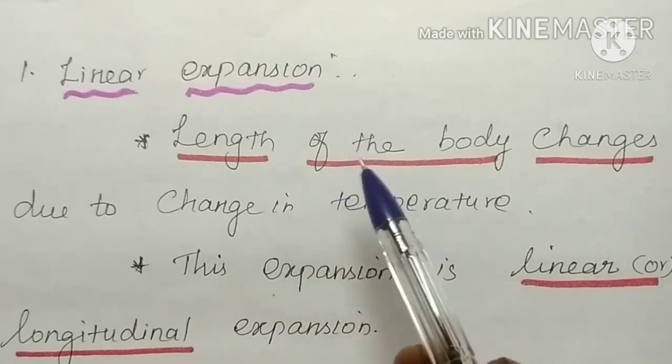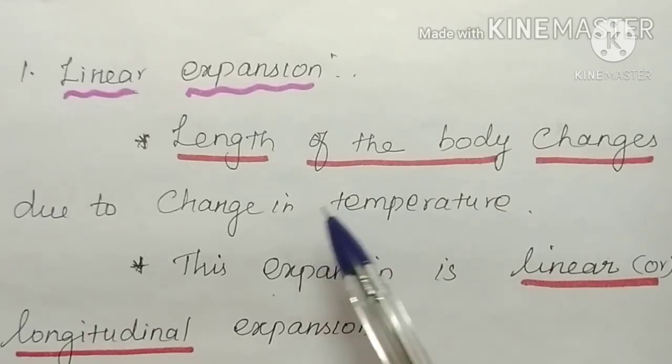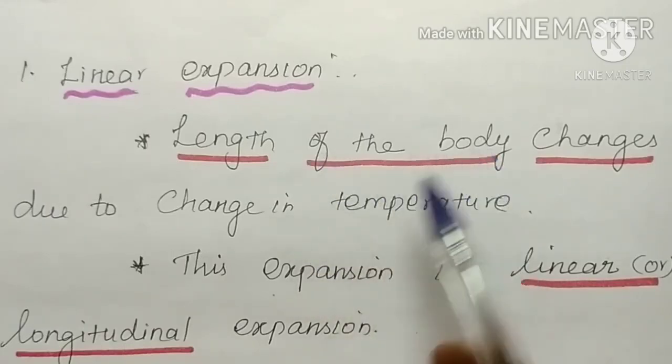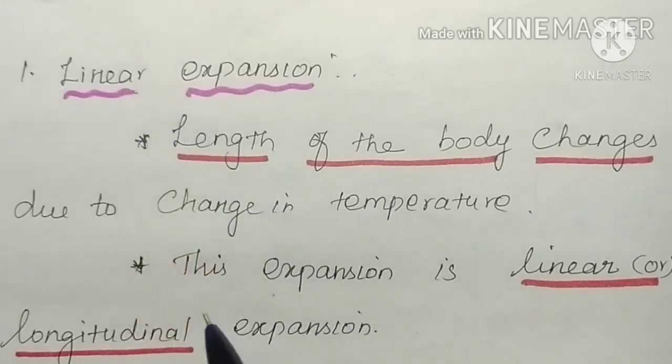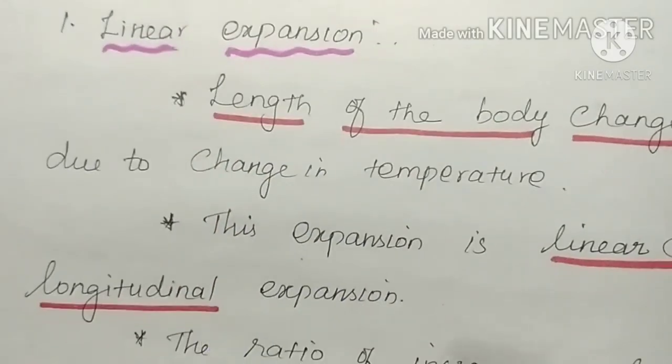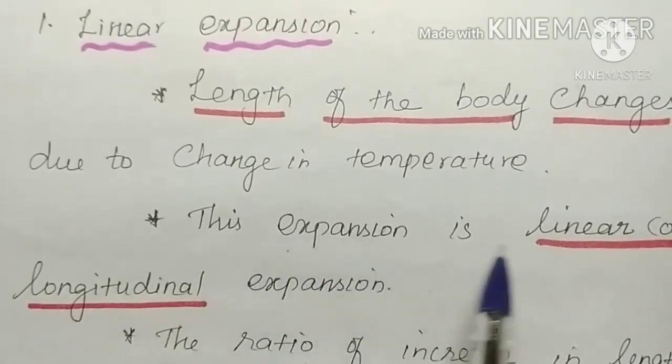If you are heating a rod, the length of the rod will be extending. So depending upon the change in temperature, the length of the body changes. This is called linear expansion, also called longitudinal expansion.